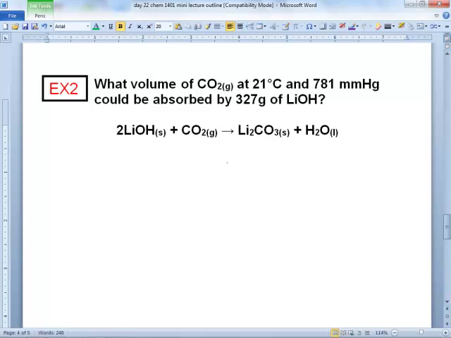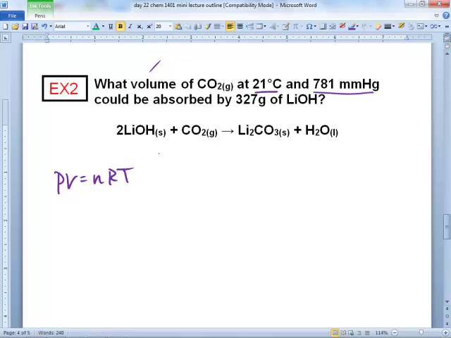Does anyone have a game plan? Now remember that when they give you temperature, pressure, and they're asking for volume, you're going to have to use PV equals nRT. That's my take-home message here. There's only one way to get volume, and that's PV equals nRT. But they give you temperature, they give you pressure, and all this stuff. You're going to have to use PV equals nRT. What volume of CO2? Okay.